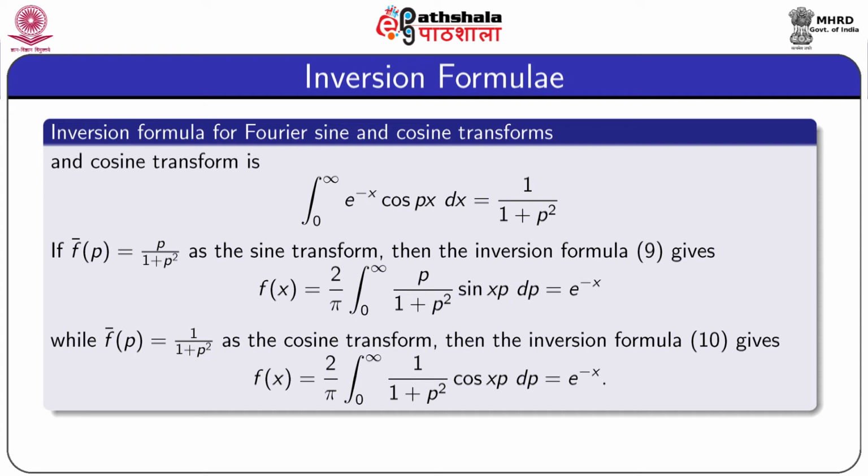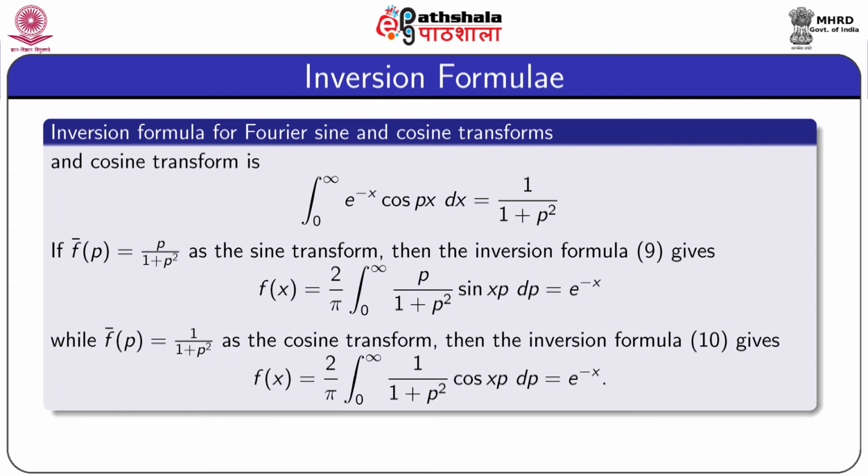Now, if we apply the inverse sine transform to this function, the value of f(x) is 2 by pi integration 0 to infinity p divided by 1 plus p square sine x p dp, and its value is e to the power minus x. So, you can see that it is possible to get back the original function using the inverse sine transformation. In a similar way, it is also possible to find the original function if we apply the inverse cosine transformation.